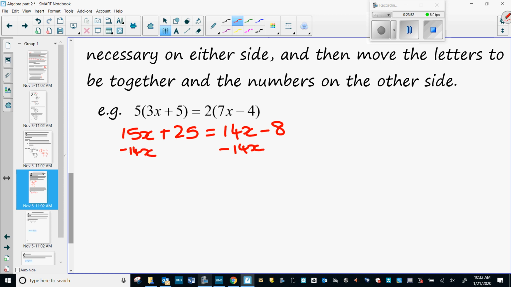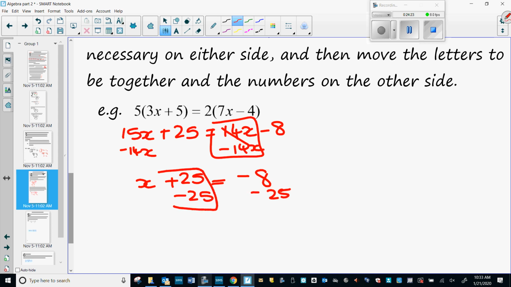So my 15x subtract 14x gives me just x. I still have my plus 25. These have gone. That's equal to negative 8. Remember that that sign is important. I can't stress that enough. Now this one, we only have to do one more thing because I have x on its own already. I'm just going to subtract 25 from both sides.